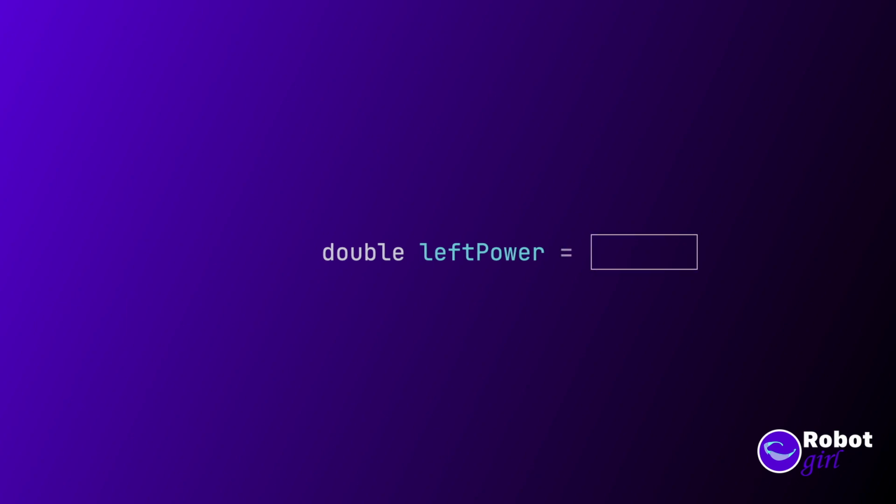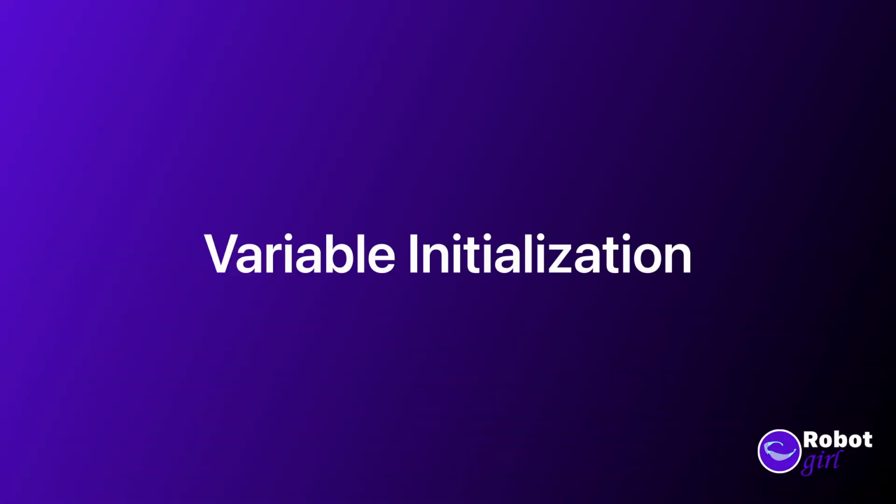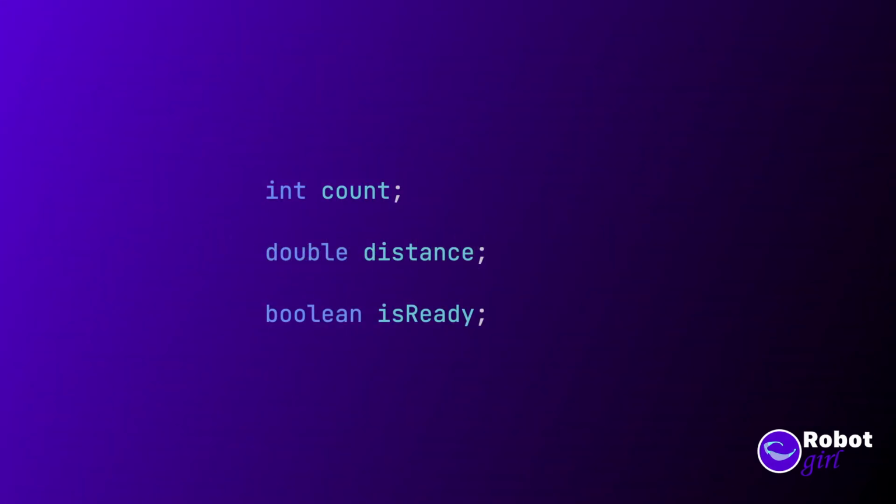But wait, the line doesn't stop there. There's an equal sign and then some other stuff. The part before the equal sign is the part that declares the variable. But a variable with nothing in it isn't very useful, so we immediately store something in there. This process is called variable initialization. For certain types, Java can and will automatically initialize them if you don't do it. So numbers like ints and doubles will be initialized with 0.